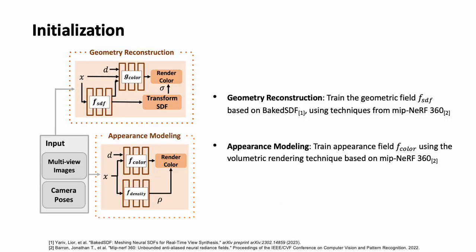We first initialize neural fields for both appearance and geometry. To handle geometry, we use the BakedSDF method to train the neural signed distance field. And for appearance, we employ Mip-NeRF 360 techniques to train the neural appearance model.